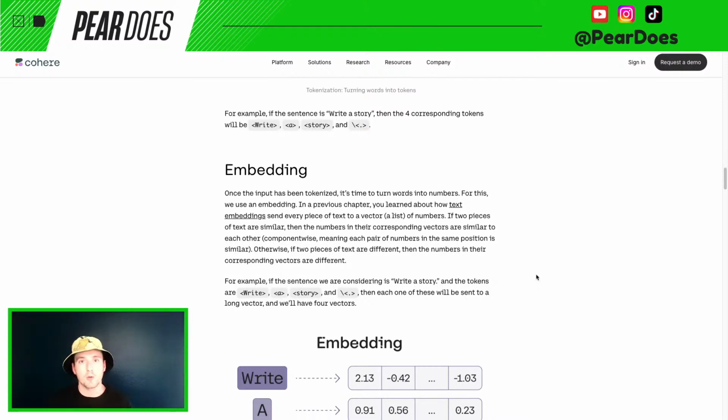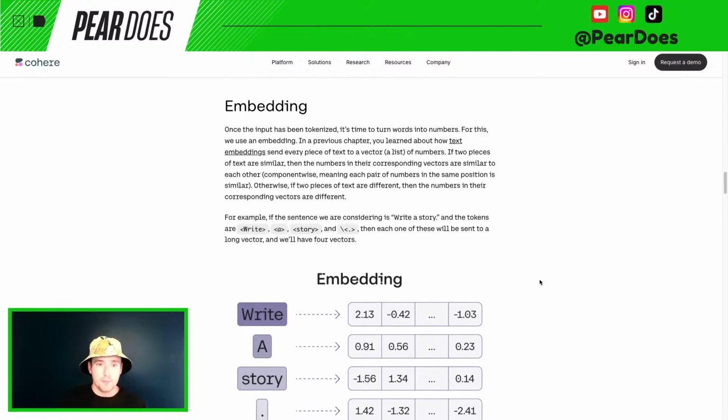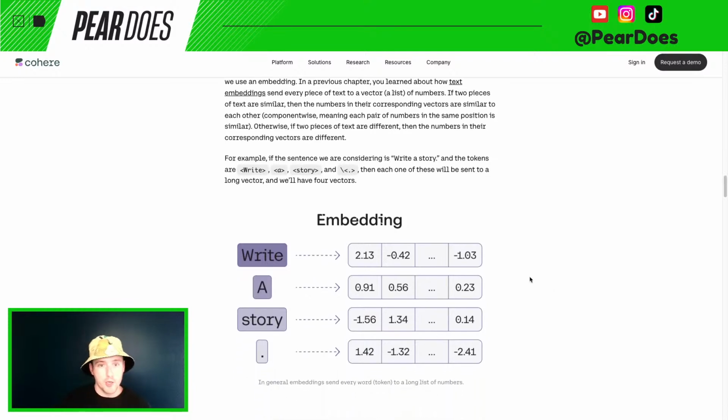And if you recall what embedding was, embedding is taking each word and putting it into a vector of numbers. So we are taking the text and we are putting every piece of the text in a vector. How long is it? What does the word represent? Everything you can think of. And if two pieces of the text are similar, then the numbers in the corresponding vectors are similar to each other. Otherwise, if two pieces of text are different, then the numbers in their corresponding vectors are different. So again, for example, we have write, a, story, and the period, and then each of these will be sent to a long vector, and we will have our four vectors.